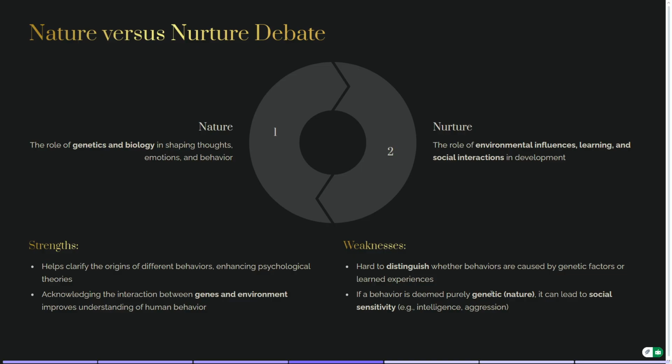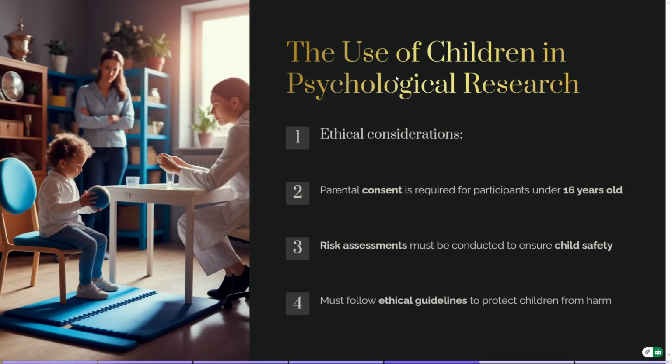All right. Moving forward from there, we have the use of children in psychological research. I covered that in my research method video, which is another video, please check that out. If the children are under 16, ensure you get parent consent. You can only use children if they are under 16 after you speak with their parents or guardians. Now, risk assessment must be conducted to ensure that the child is safe throughout. You must follow ethical guidelines. You can check my video for more information on that.